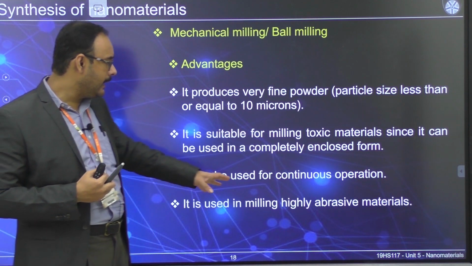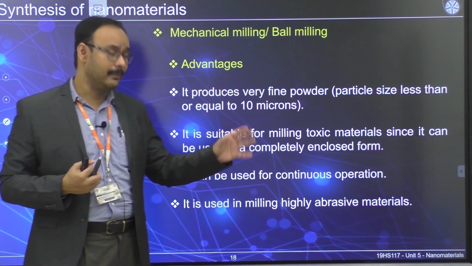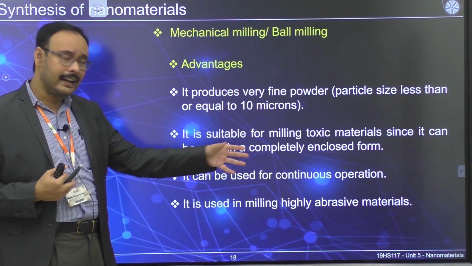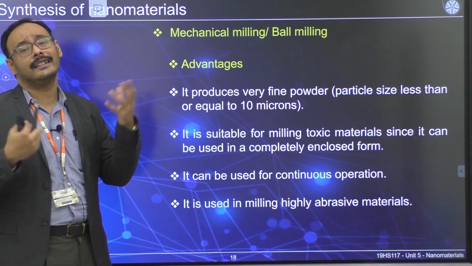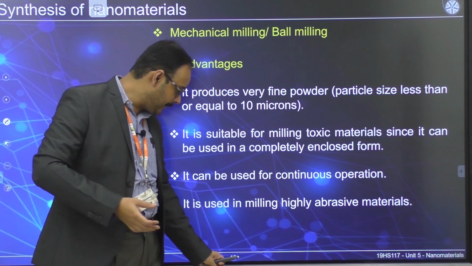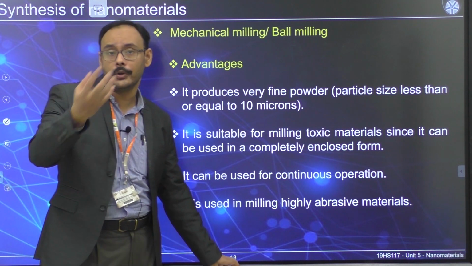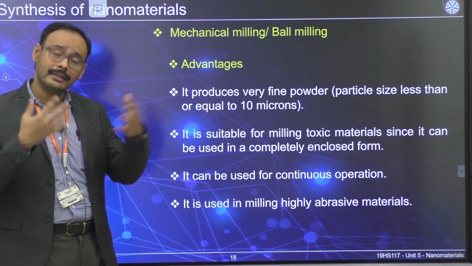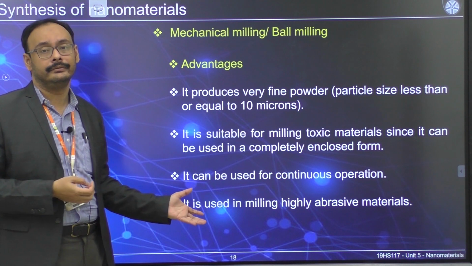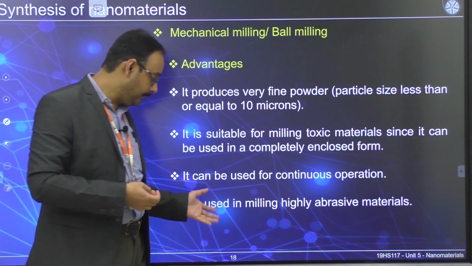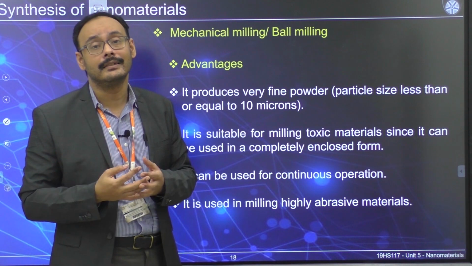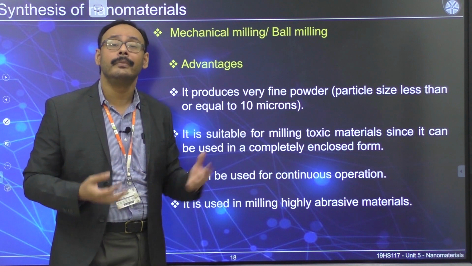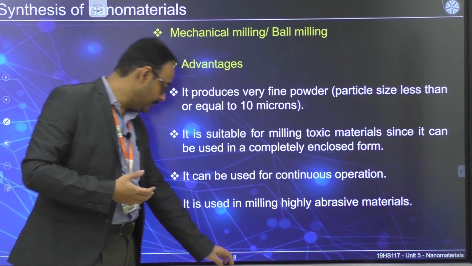It is used in milling highly abrasive materials. So in that case, it's essentially anything that is toxic, anything that is abrasive. Abrasive means which has a tendency to corrode other material. Okay, those kinds of systems can be used here. If you want to make those chemical materials into nano form, this is probably one of the best methods.